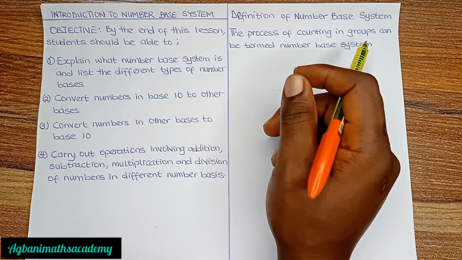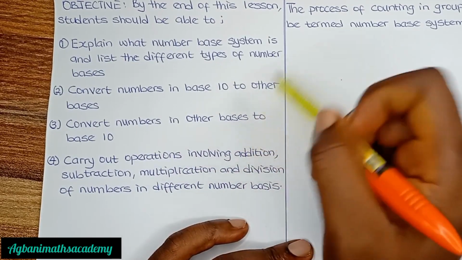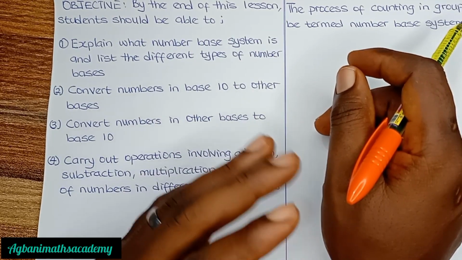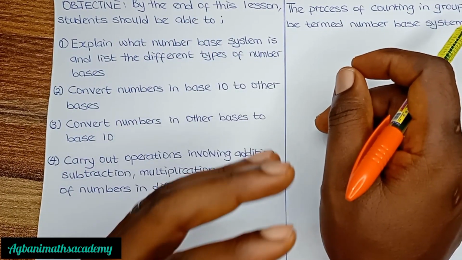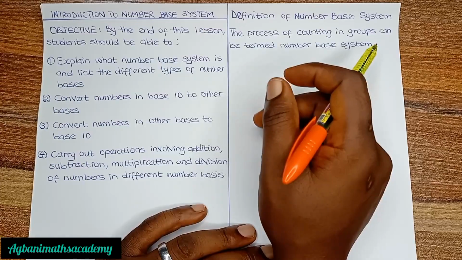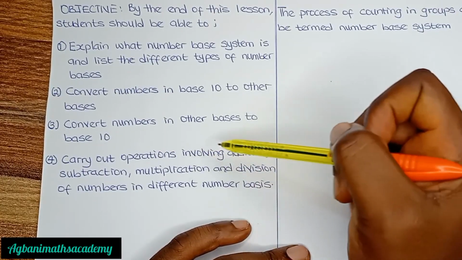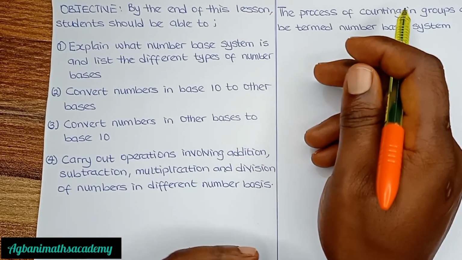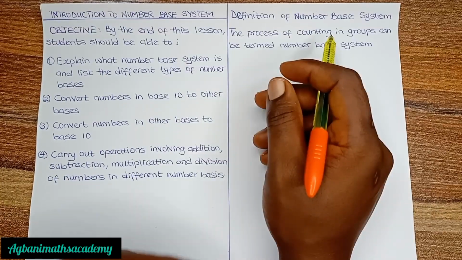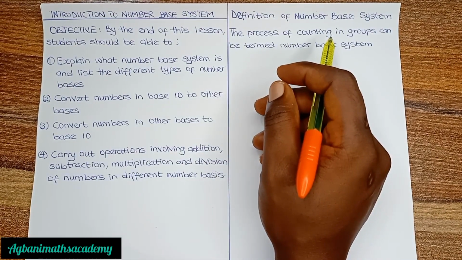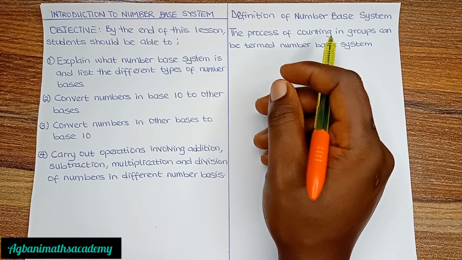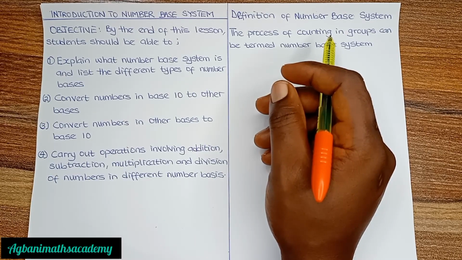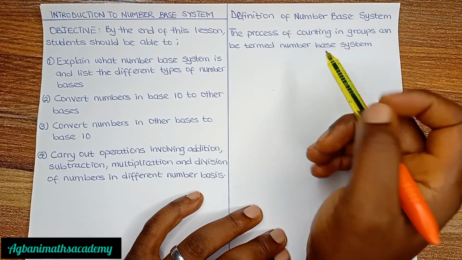Next is convert numbers in other bases to base 10. So when you've been able to convert numbers in base 10 to other bases, you will also be able to convert numbers in other bases to base 10. And then finally, carry out operations involving addition, subtraction, multiplication, and division of numbers in different bases. We all know how to carry out these operations for numbers in base 10. We are used to that. But at the end of this lesson, you should be able to carry out these same operations for numbers in other bases.